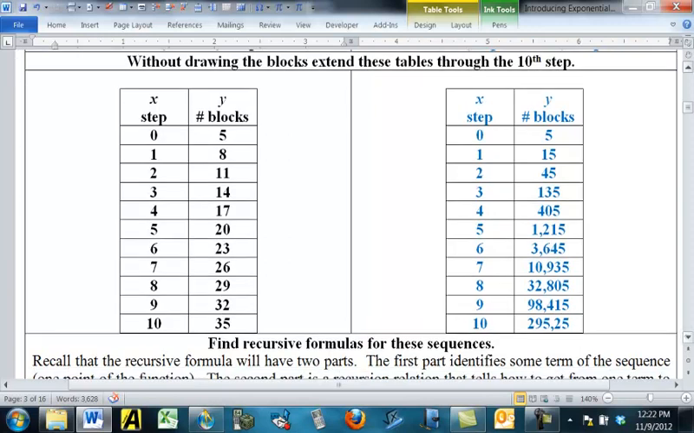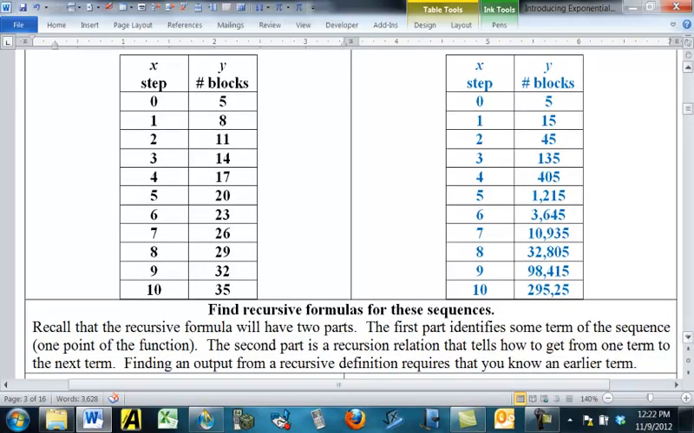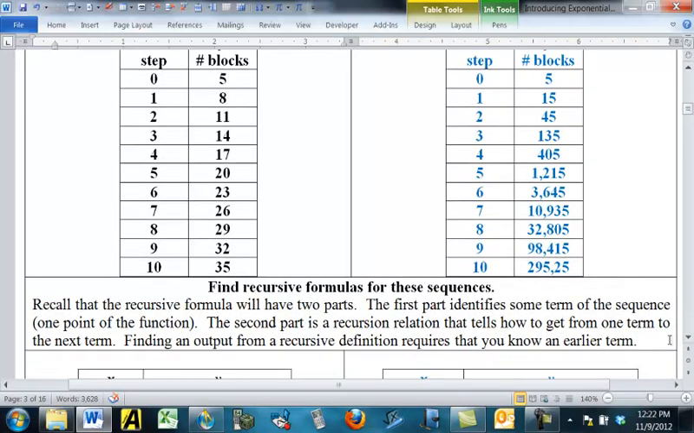Now recall that a recursive formula will have 2 parts to it. The first part identifies some term of the sequence, say one, in other words, 1 point from the function, from the table, wherever. And the second one is a recursion relation that tells you how to get from one term to the next term. So it's sort of like climbing a ladder. Sort of 2 skills you need. You need to know how to get on the first rung, that's your initial condition, and then you know how to go from one rung to the next, that's your recursion relation.